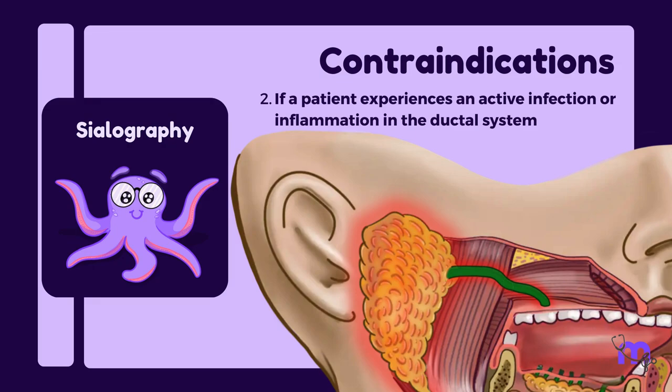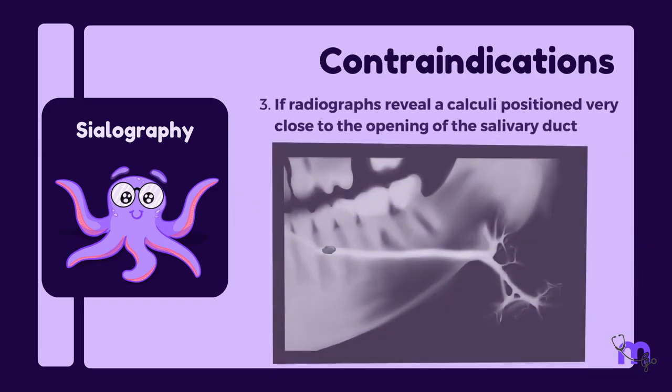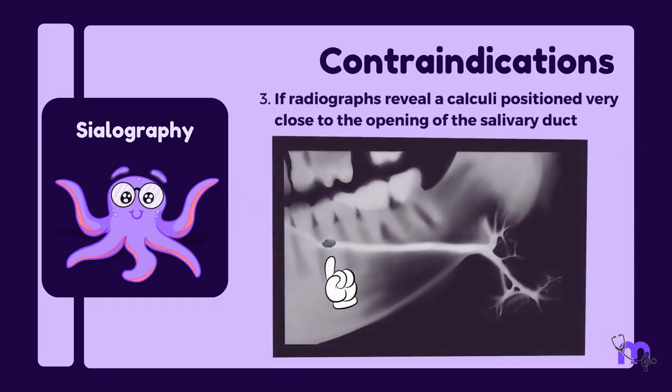Injecting the contrast medium could cause it to leak out of the ducts and into the surrounding tissue. This leads to a severe foreign body reaction and significant pain. If radiographs reveal a calculi positioned very close to the opening of the salivary duct, sialography might not be ideal. The pressure of injecting the dye could push the stone further into the duct, causing additional problems.